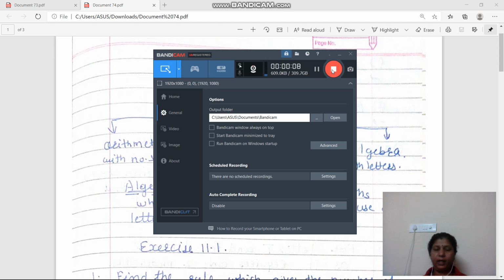So, we have started already the chapter Algebra. First of all, I will take a little fast recap. Algebra is a study where we study the use of letters to state the rule or formula. So we have taken the example of matchsticks.